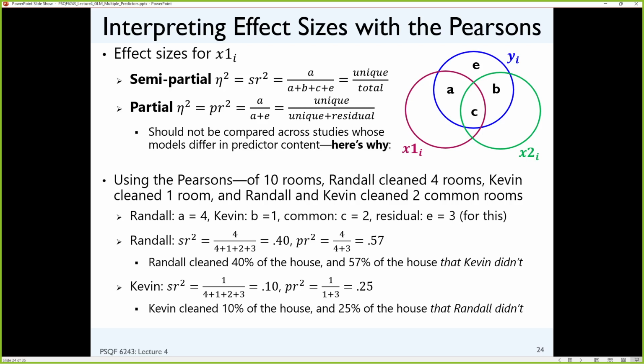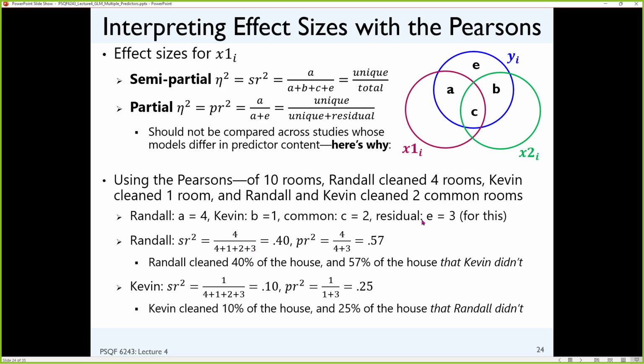That's fine. I have a question about the overlapping part, like the C part. When you say the total of X1, like the total of Randall is 57% and Kevin's 25%, I just want to know the C: is it divided to add to what Randall did and what Kevin did, or is C the whole thing added to both? C gets kicked out of partial eta squared. C does not show up because that's other predictors' jurisdiction, that's not this one. Whereas C stays in the story for the denominator for semi-partial eta squared.